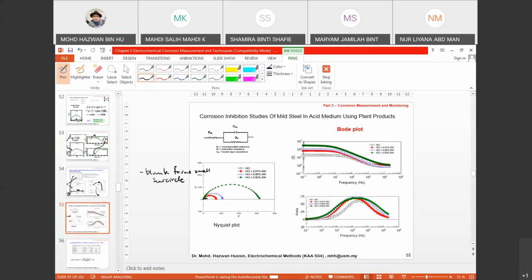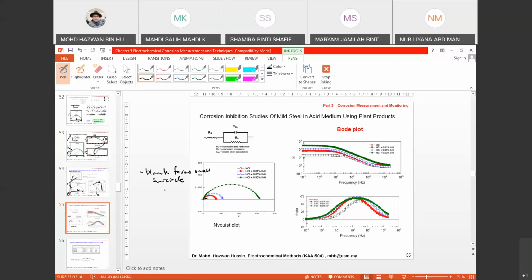Corrosion rate. High current. Corrosion rate is high. Yeah, high current. If you have a small semicircle, it means that you have a smaller resistance. Smaller resistance, as I've told you, means that you have higher current. So if you have a high current, is it good or not good for corrosion? It's not good because it is accelerating the corrosion process. Then you will observe that the corrosion rate will be higher as well.